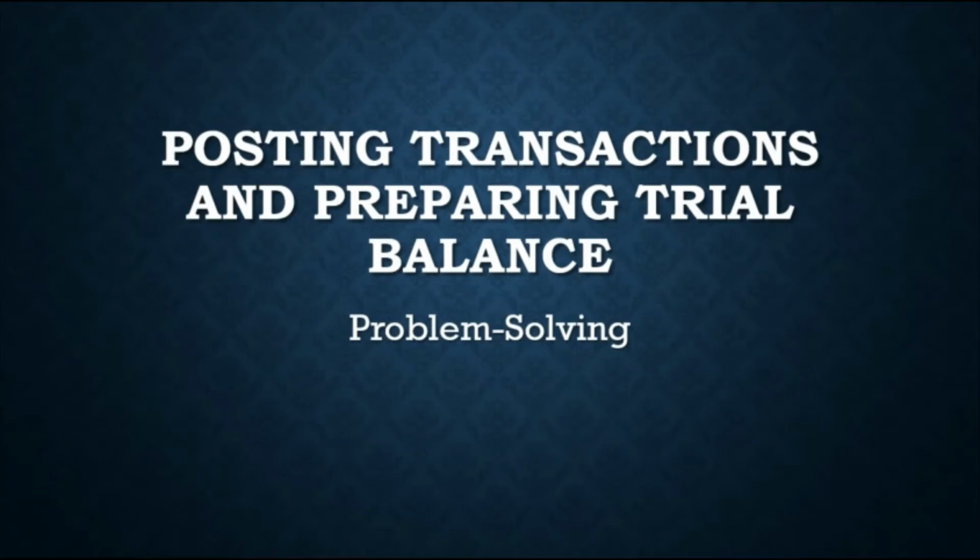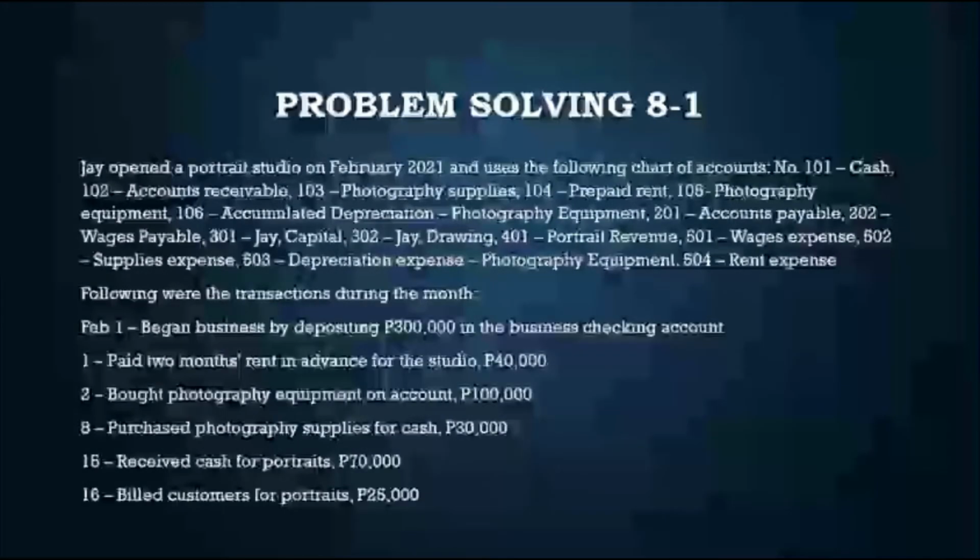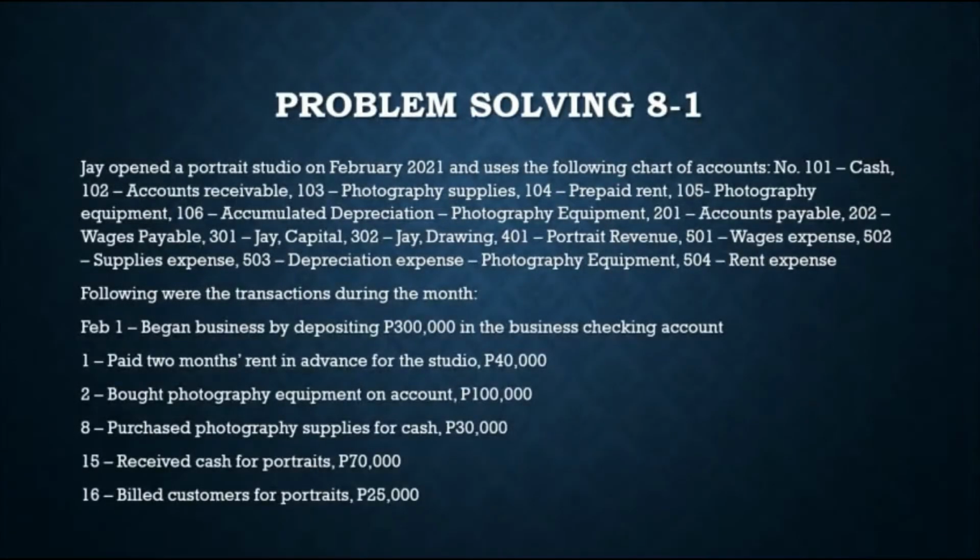So for today's episode, we're gonna apply what we have learned about journalizing and posting business transactions and preparing trial balance. So for problem solving 8-1, Jay opened a portrait studio on February 2021 and uses the following chart of accounts. And the following were the transactions during the month.